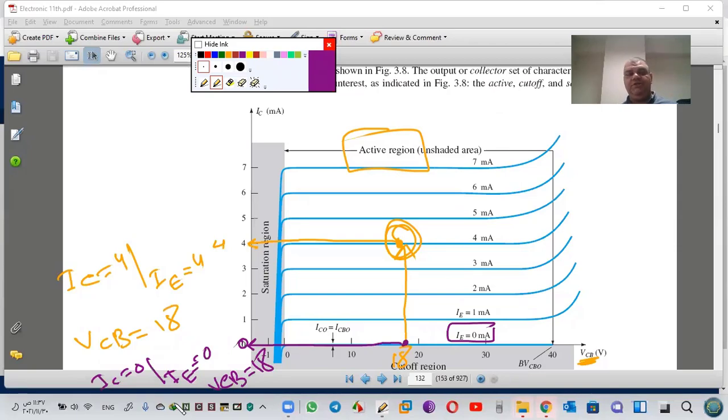So we have 3 regions. Now in a diode we have just forward bias or reverse bias, but in a transistor we have 3 regions, and those regions are very important: active region, saturation region, and cut-off region. Cut-off means it doesn't work. We'll talk about those in detail in the third hour. Any question? Do you have any questions? Clear for you?